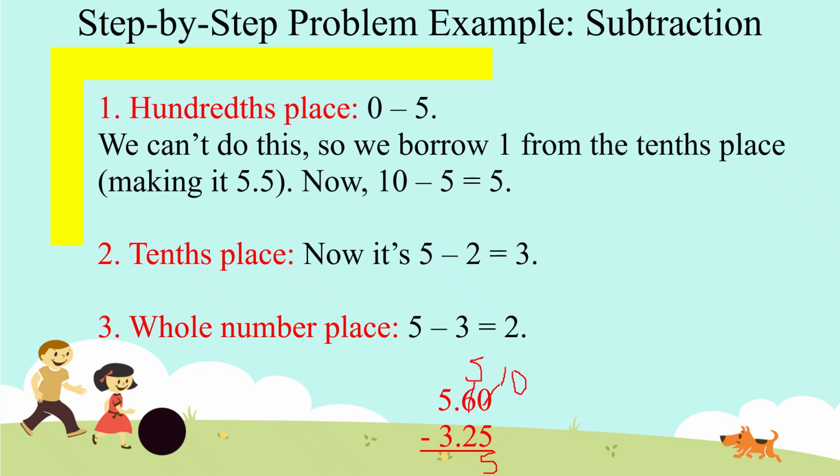Number 2, the tenths place. Now it's 5 minus 2 equals 3. Remember to bring down the decimal point. Number 3, whole number place. 5 minus 3 equals 2. Remember the decimal. So now we have 2.35.